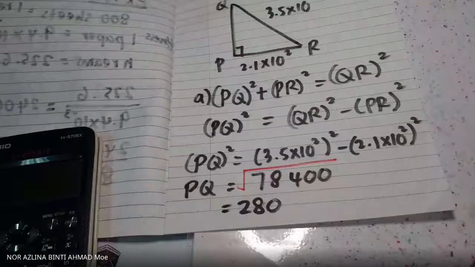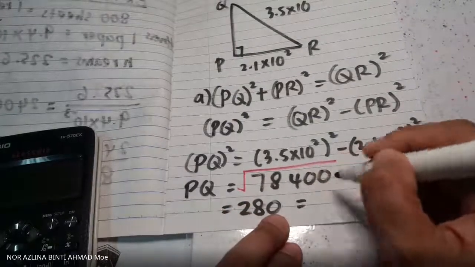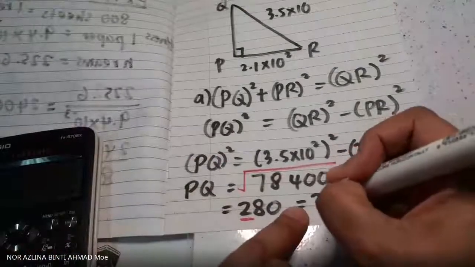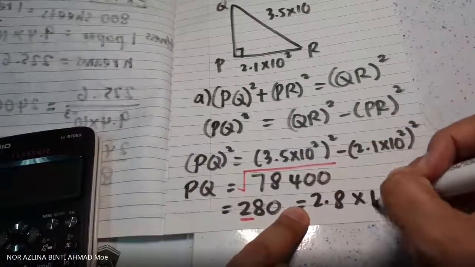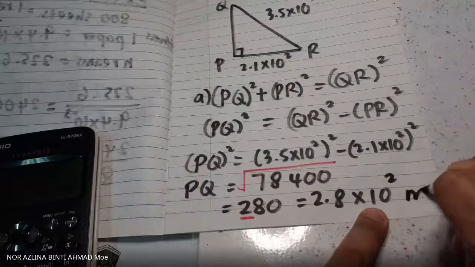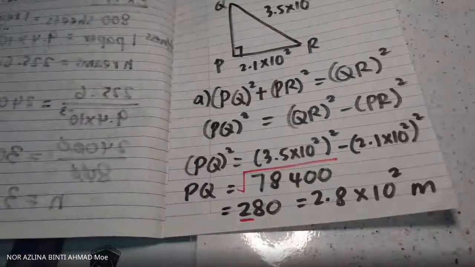280 meter. But the question asks you to write in standard form. This is, we want 2 only. So 2.8 times 10 to the power of, this is 100, so 10 power of 2 meter. Understand class for A?